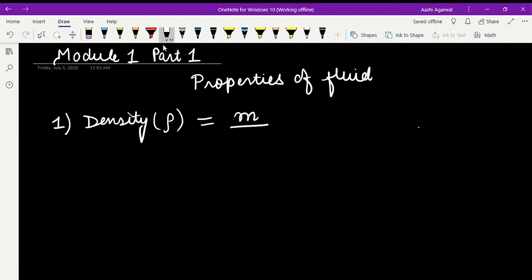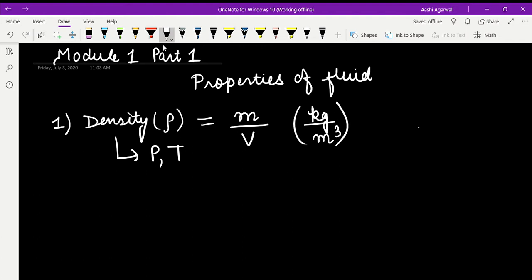Here I am denoting mass by m and volume by v. The unit becomes: mass is in kilograms and volume is in meter cube. In SI units, the density will be kilograms per meter cube. Now please note, this density is defined at a particular pressure and temperature. If pressure varies and if temperature varies, density will also vary.